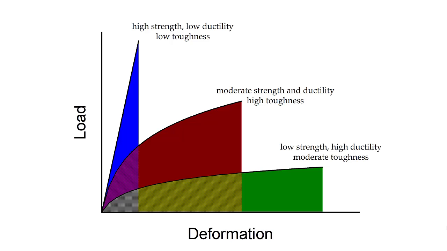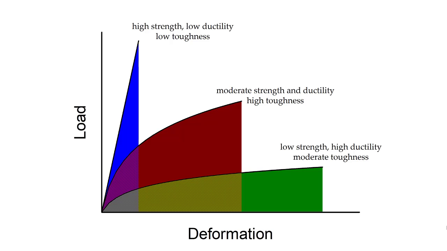The green curve, on the other hand, represents a material that has a low strength because the forces or the loads that it can withstand are fairly low, but it's going to have a relatively high compliance, or put another way, a fairly low stiffness. And it's going to have moderate toughness because you see there's a moderate area under the load deformation curve.